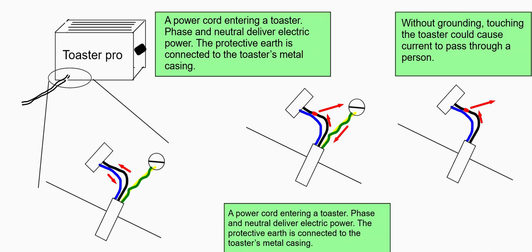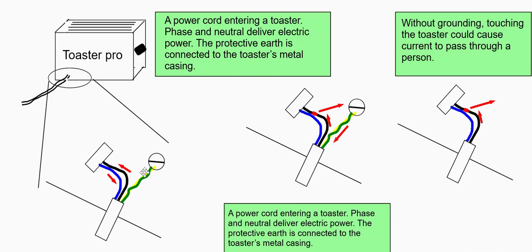Okay, so let's go back to a device like a toaster. Here you have a toaster, and here where the cable enters the toaster, here is the inside of the toaster. And here we have the neutral and the phase wires, and here is the yellow and green protective earth wire. So what is the purpose of this?